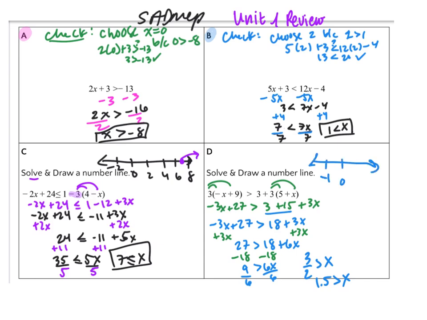Negative 1, 0, 1, 2. So 1.5 would be here as an open circle. X is less than that, so anything below that would work. 0, negative 1, etc. All right. Next page.